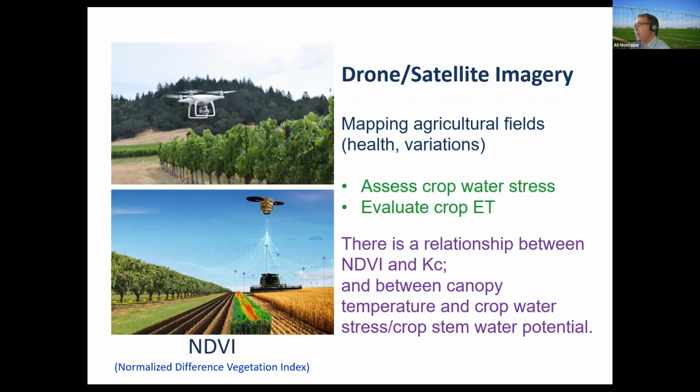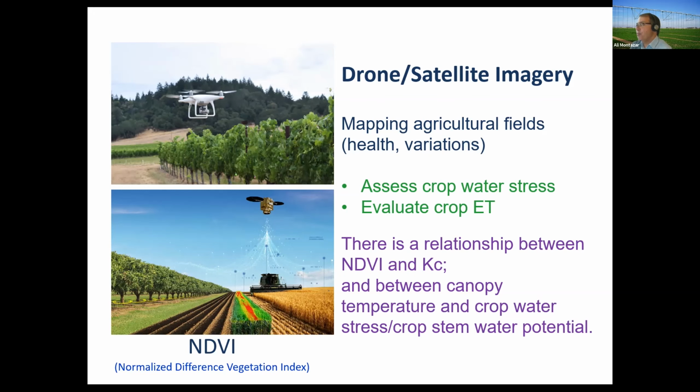Basically, what we do here is we use these images to retrieve the values of vegetation indexes and canopy temperature. One of the most popular vegetation indexes is NDVI. Probably you heard before about NDVI. It's a very popular and important vegetation index.